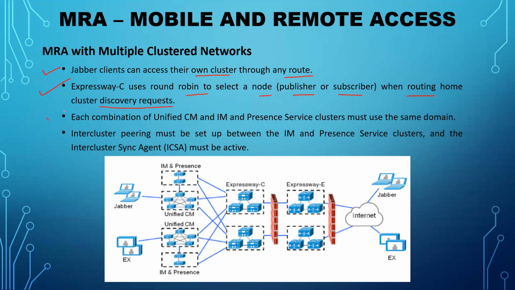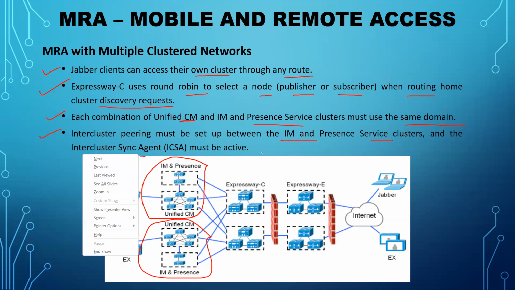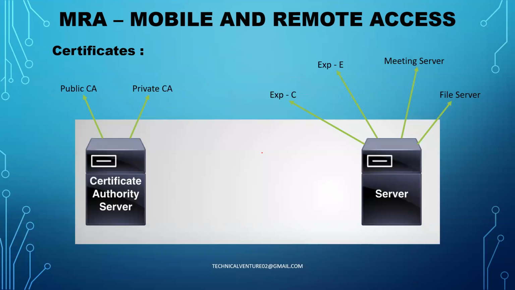That's right. The next thing is each combination of unified CM and IMN presence service clusters must use the same domain. So this IMN presence and this unified CM, they both should use the same domain. And the other one, this unified CM and IMN presence, they both should also use the same domain, right? Then it says inter-cluster peering must be set up between IMN presence service clusters, and the inter-cluster sync agent must be active, right?